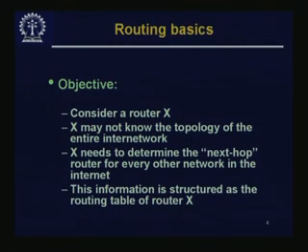So, the idea, of course, is that once you reach that remote destination network, finding that particular server within that network will be very easy. As we know, through ARP or some such protocol, they would know how to reach a particular server once you have reached the correct destination network. So, this information, which is required to keep track of all the other networks, is structured as a routing table of router X.